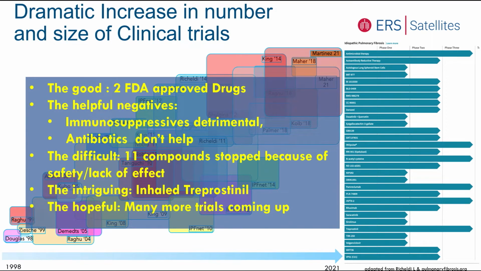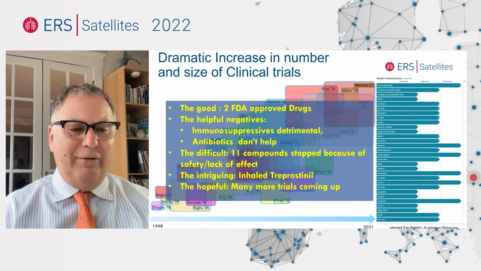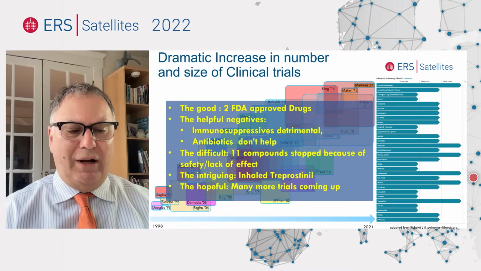And this is, we have actually good news. We have the two FDA-approved drugs. We also have a lot of helpful negatives. Immunosuppressives are detrimental, antibiotics don't work. We have the difficult, we have 11 compounds that stopped because of safety or lack of effect. We have one interesting new sort of out of left field study, drug, inhaled treprostinil, and we have the hopeful, many more trials are coming.